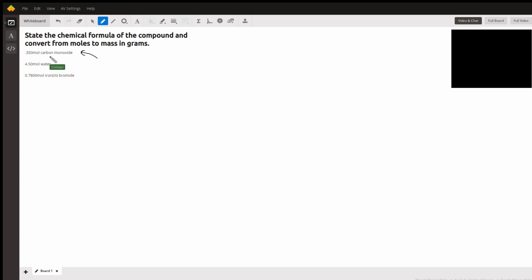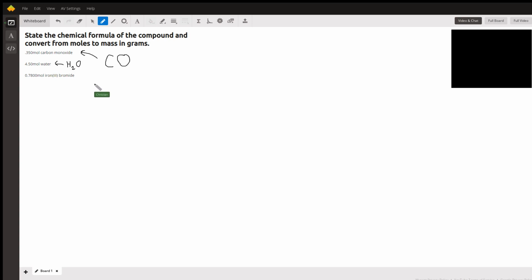So it looks like we have carbon, and I know that carbon on the periodic table has the symbol C. And then monoxide, as we know from the prefixes we've learned, mono means one, and oxide is for oxygen, so that must just be one oxygen. Therefore, the chemical formula for carbon monoxide is just CO. And for water, this one's very simple. It's just H2O. That's a very good one to make sure that you know.